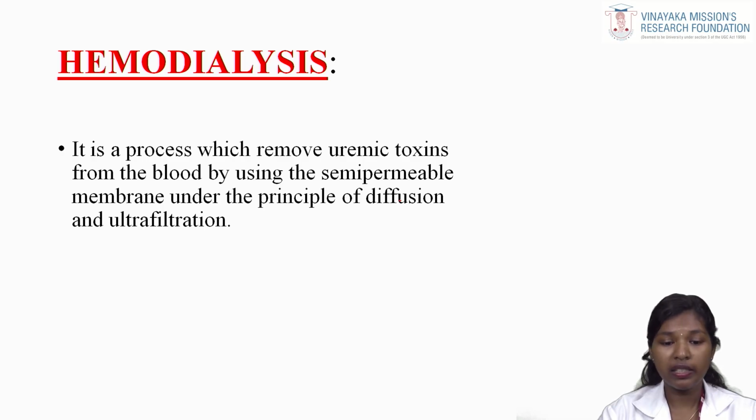Hemodialysis is a process which removes uremic toxins from the blood by using a semi-permeable membrane under the principle of diffusion and ultrafiltration. In hemodialysis we are removing uremic toxins and waste such as urea, creatinine, and potassium, those electrolytes, from the blood and maintaining the electrolyte balance. This is called hemodialysis under the principle of diffusion and ultrafiltration.